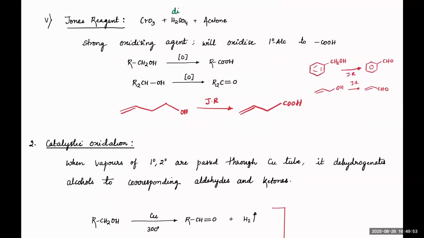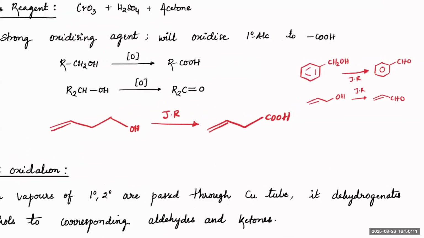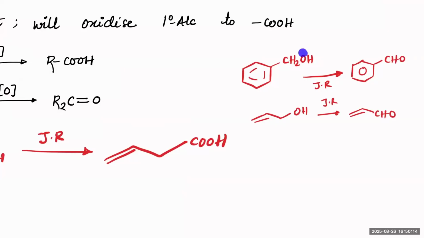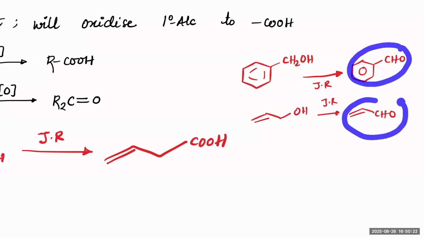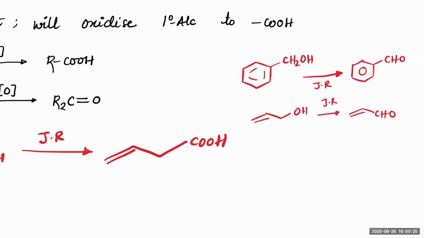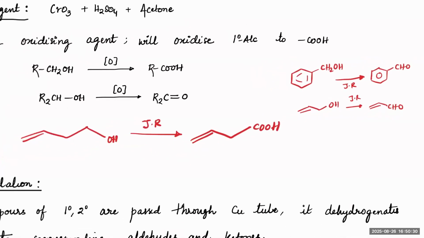Last one is Jones reagent. Like I discussed, Jones reagent is a strong oxidizing agent. It will convert 1 degree alcohols to acids and 2 degree to ketones. And an important part is when you have a double bond, it will not disturb that double bond. The rest of the alcohol part will get oxidized. Another important part of Jones reagent is if the alcohol is at a benzylic or allylic position, then it will not go up to acids, it will remain only up to aldehydes.